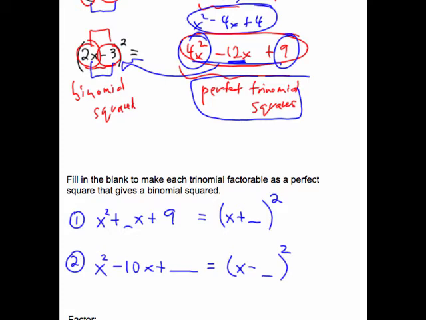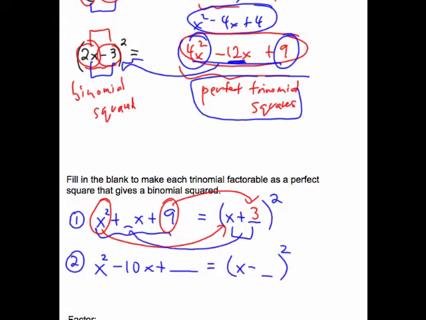So in number 1, I am trying to make this a perfect trinomial square by inserting the right number in the blank. So the first thing I need to look for is I have perfect squares at the front and the back. And so that means that in the binomial, that must be x, and this must be 3. Now what I need to check is that these two multiplied together, doubled, will give me this. And for that to happen, this would have to be a 6.